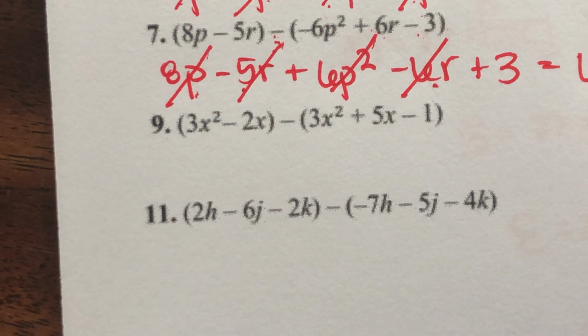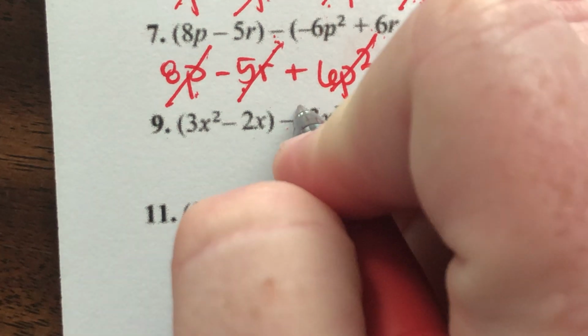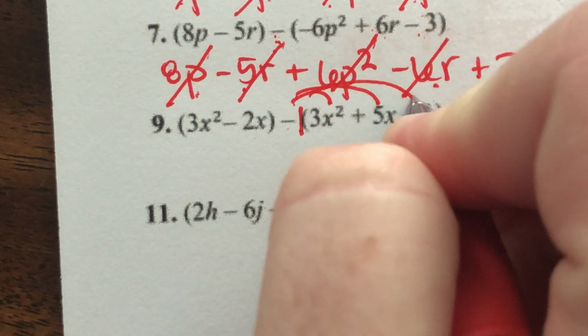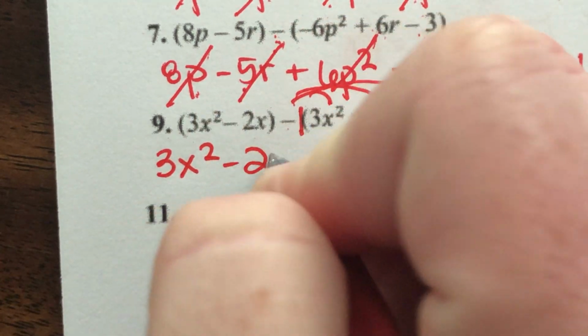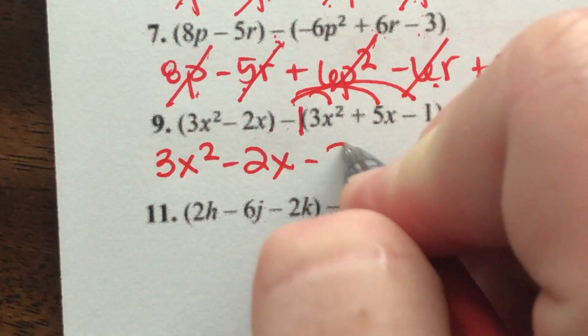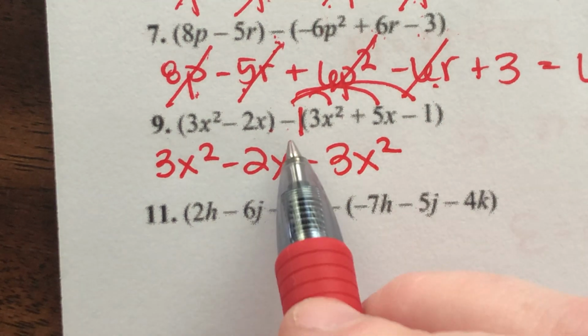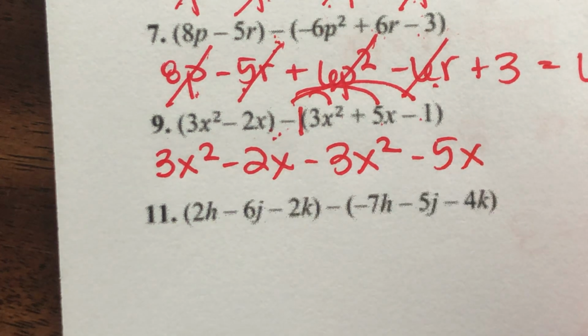All right, number 9. I've got another minus sign, so I want to distribute this negative 1 to each term inside parentheses. So I got 3x squared minus 2x. Negative 1 times 3x squared gives me negative 3x squared. Negative 1 times 5x, negative 5x. Negative 1 times negative 1, positive 1.